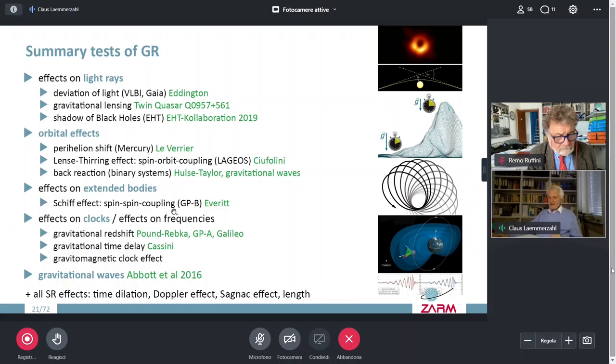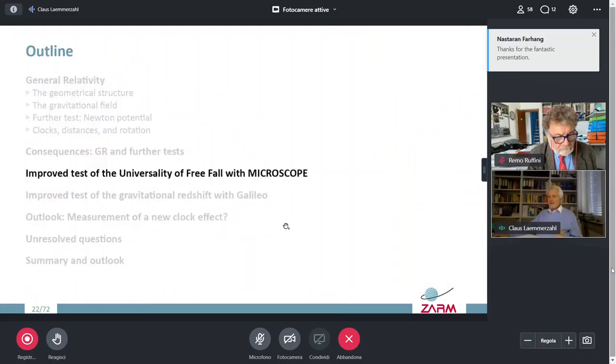And finally, there are effects on clocks: the gravitational redshift, the gravitational time delay, best tested by Cassini, and we are proposing a gravitational clock effect. And then, of course, we have the prediction of gravitational waves, and I do not talk about all the special relativistic effects.